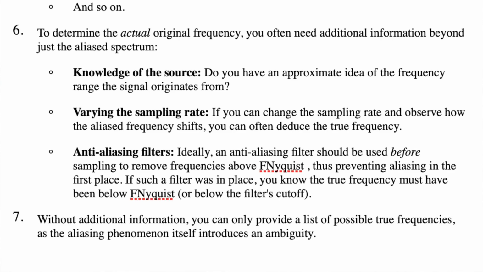Now, in the end, it wraps it up. Without additional information, you can only provide a list of possible true frequencies, as the alias phenomenon introduces an ambiguity. No, it doesn't. Not at all. Now, I was sitting in this classroom learning about codecs, and I should have known this stuff, but I didn't. But they were good enough to teach me.